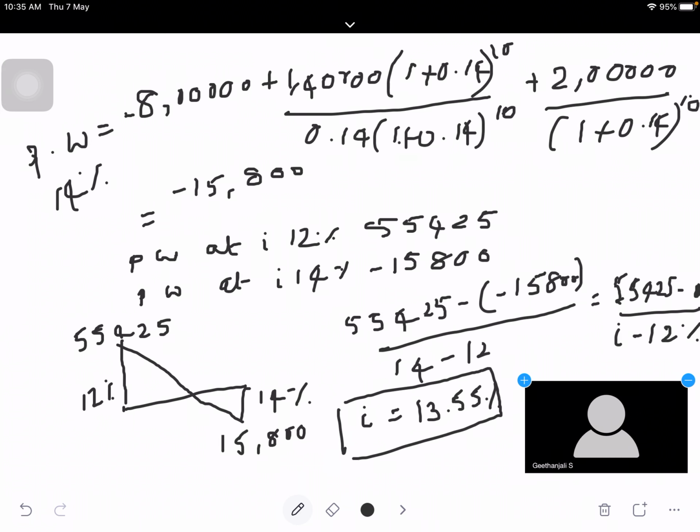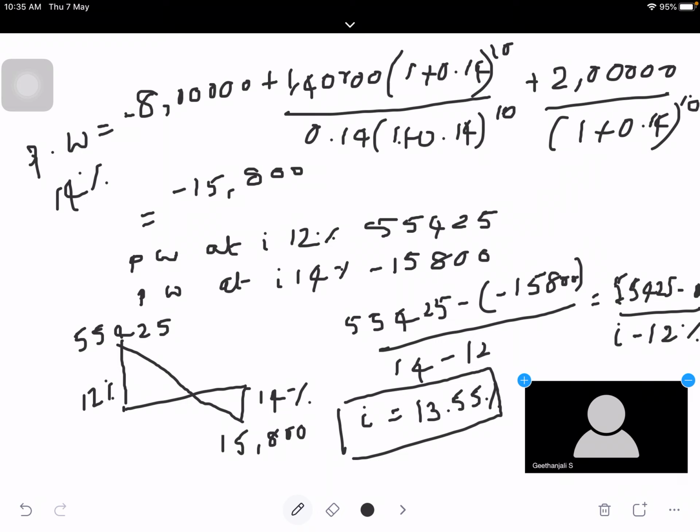55,425 rupees. So let us work out for 14%, which is nothing but minus 8 lakhs plus 1 lakh and 40,000 at 14%. Here in the salvage value also we consider 14%, but the years are kept constant at 10 years. So we will get the value as minus 15,800. Until we get a negative value, we keep on finding its present worth.